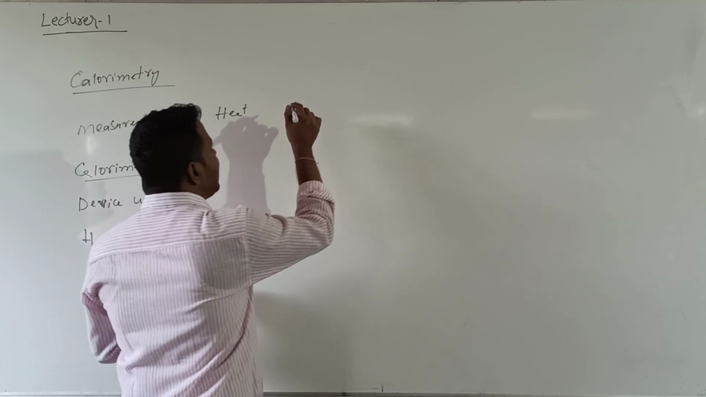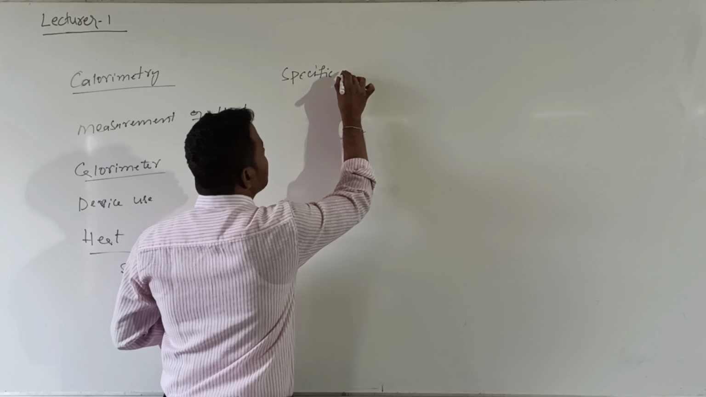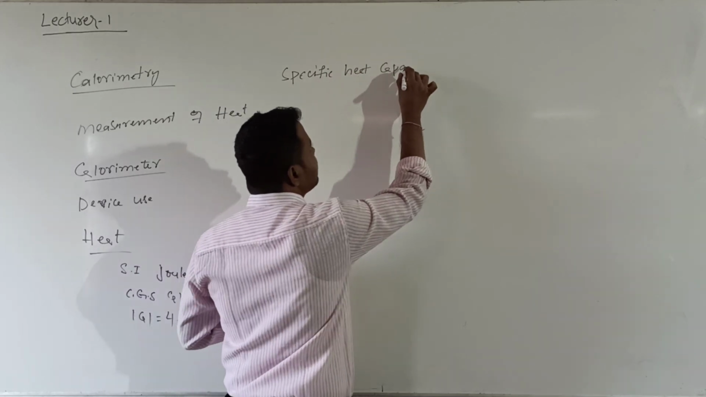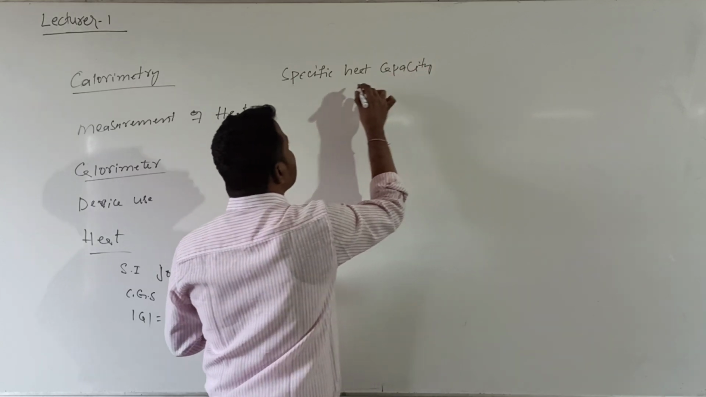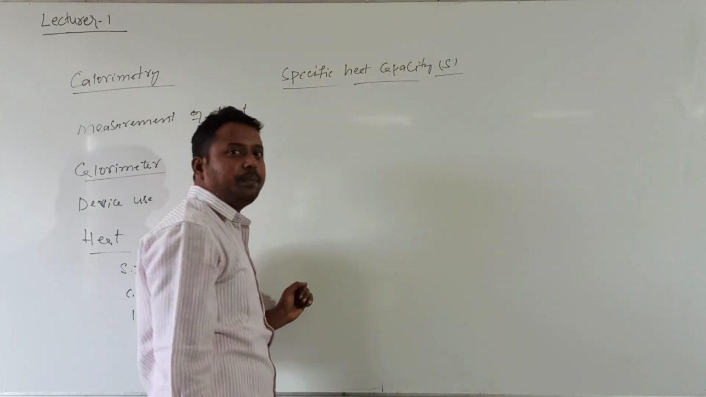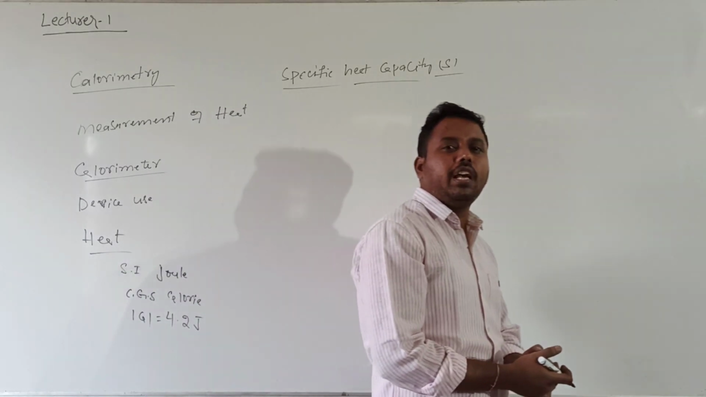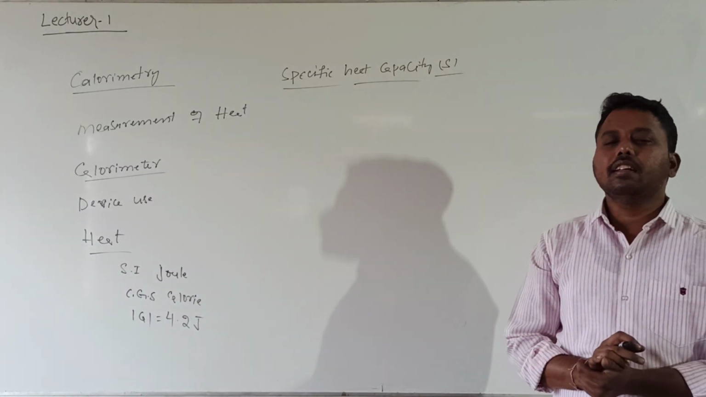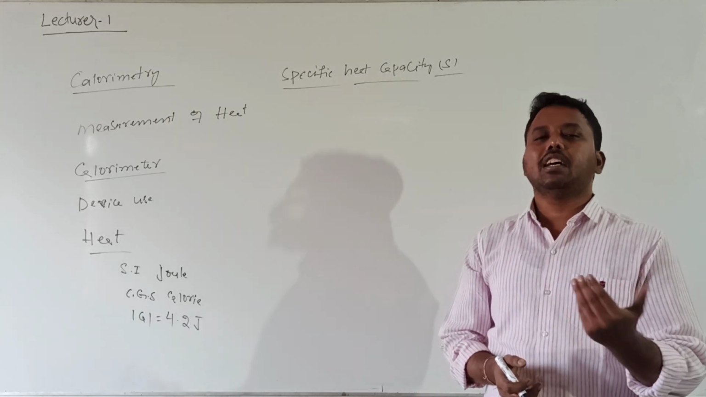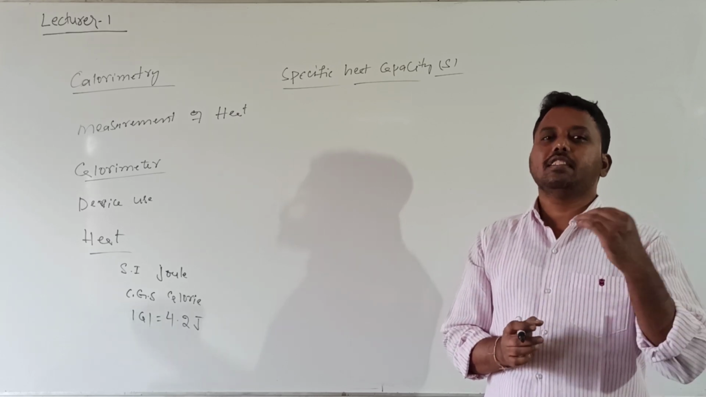After that, we will start our discussion with specific heat capacity. Simply you can also call it specific heat, represented by the symbol S. What is specific heat? Generally, to raise the temperature of a body, we need to supply heat. Without supplying heat, we cannot increase the temperature. There are some other methods too, such as doing some work, which we will discuss later.